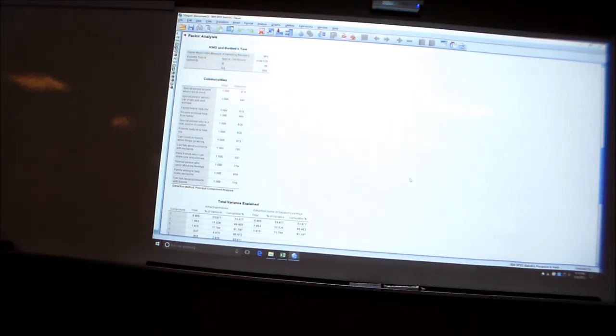Our Bartlett's test is telling us that our correlations, with the diagonals as a comparison, are significantly different than 0 as a whole, which is not terribly useful, so we're going to go through and ignore that. I mean, if that was not significant, then that would be something. But that's never not going to be the case, particularly if we're working with large samples that we should be working with for factor analyses.